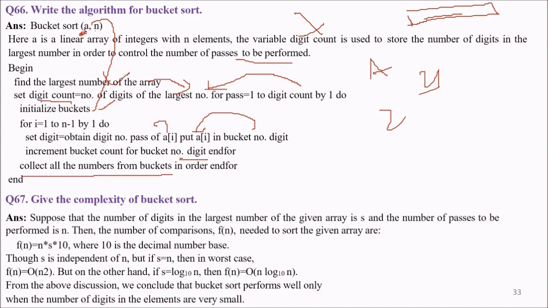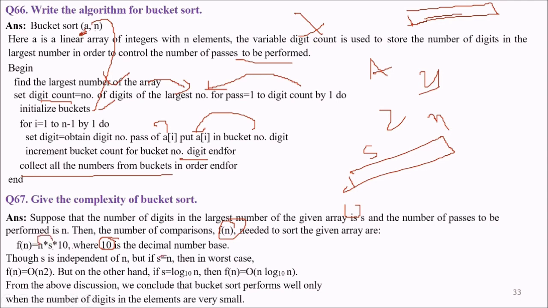What is the complexity of bucket sort? Suppose the number of digits in the largest number of a given array is s, that is, the string is of length s at most. The number of passes to be performed is n. Then the total number of comparisons needed to sort the array is n times s times 10. Why 10? Because 10 is the decimal base. So n is the number of elements, and s is the number of digits in the largest number of the given array. So f(n) equals n times s times 10, where 10 is independent of s.